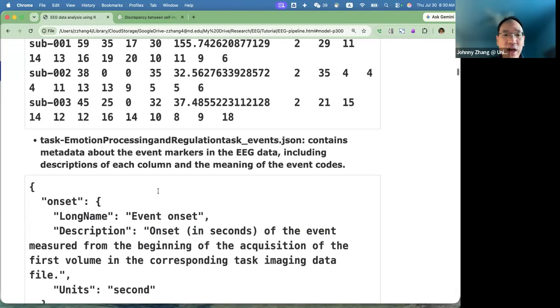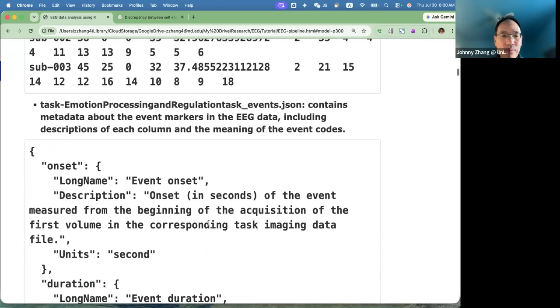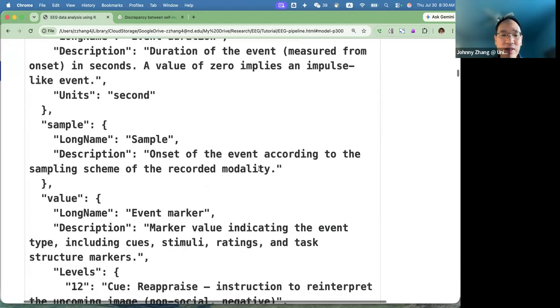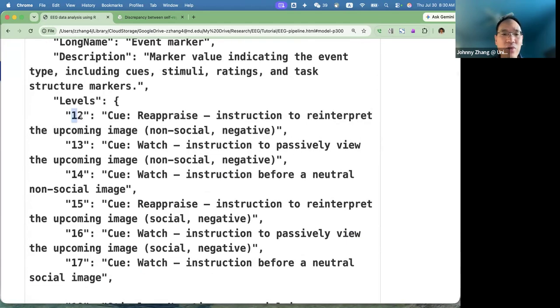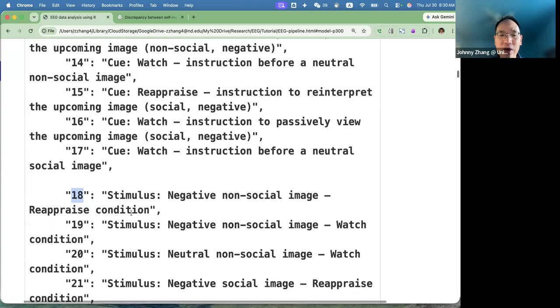Before doing any data analysis, it's very important that we understand what the data is, and then we can do the data analysis. We can also have the task information in the JSON file. This tells us what kind of task we have. For example, 12 means those are the markers or the triggers, meaning the cue shown to the participants. So the stimuli is kind of like a data collection we have.